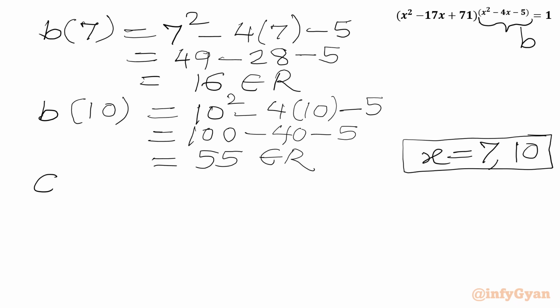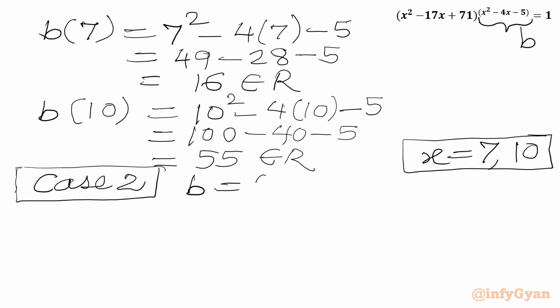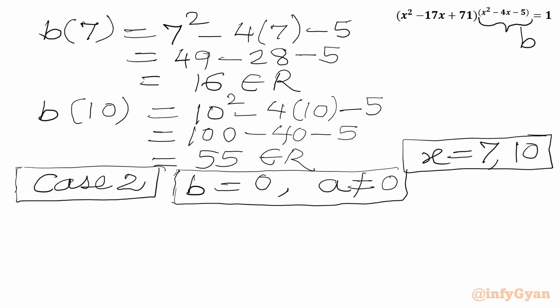Now we are going to consider case number 2. Here our power is 0. So I am writing b equal to 0. And we have to check a should not be 0. If a is also 0, then we are going to get indeterminate form. Let's put b equal to 0. I will write here x square minus 4x minus 5 equal to 0.